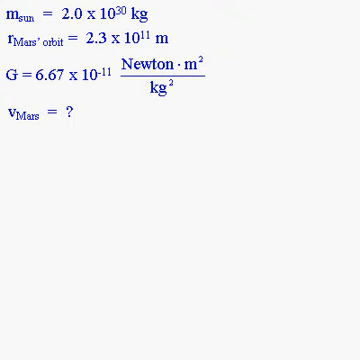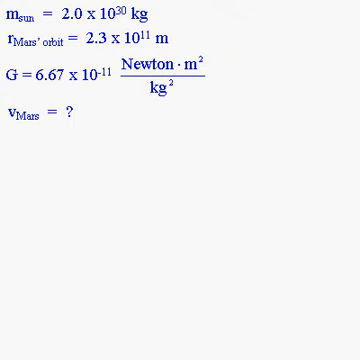Now, the key to analyzing the orbit of any planet, or any satellite for that matter, is to understand that in order to travel in its orbit, the planet or the satellite must experience a centripetal force. And that centripetal force is supplied by the gravitational attraction between the planet and what it's orbiting. So in this case, the centripetal force is given by the gravitational attraction between Mars and the Sun.